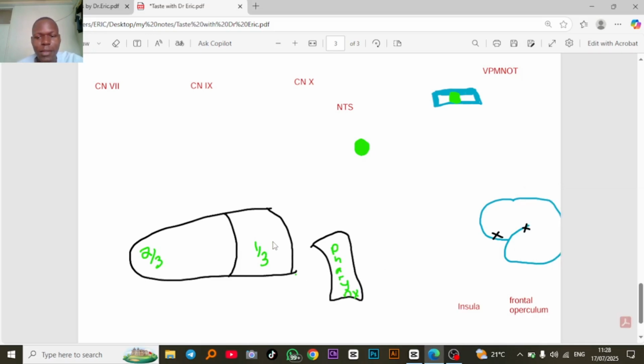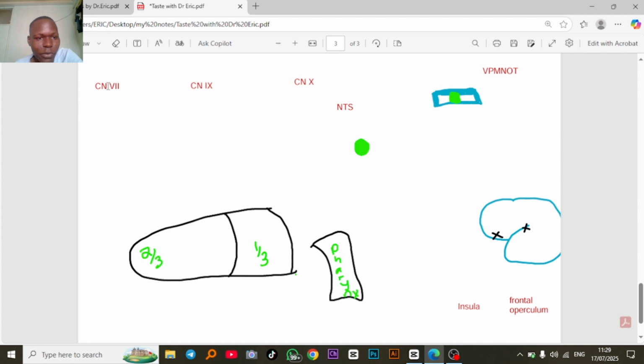So talking about the neural pathways involved, we have a total of three nerves involved in the transfer of these signals from the tongue and other regions where we have the taste buds to the central nervous system. The first one is cranial nerve 7, then cranial nerves 9 and 10. What you need to take note of is that all nerves involved in the transfer of these sensory signals from the taste buds are mixed nerves.